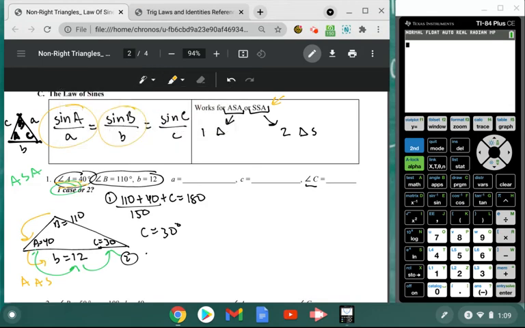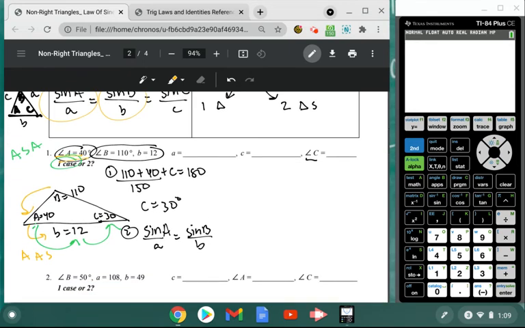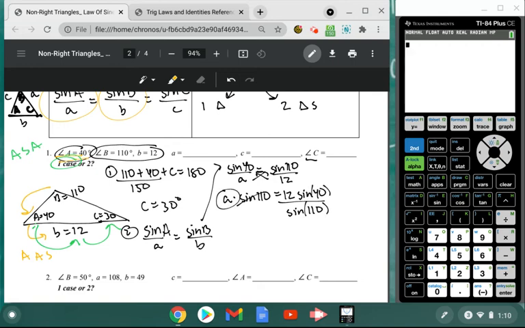So step number 2, I have sine A over A. I never use all 3 together. Sine B over B. Let's go ahead and plug in what we know. So this is going to be sine A, which is 40, over side A, which I don't have, is equal to sine of 110 over side B, which I do have, over 12. Let's go ahead and cross multiply. So I get A times the sine of 110. Notice how I don't compute yet. I don't want to round until the very end. So continuing to cross multiply, I get 12 times the sine of 40. I'm going to divide both sides by the sine of 110. So parentheses here, that's going to find side A for me.